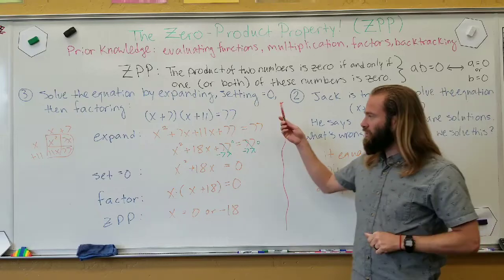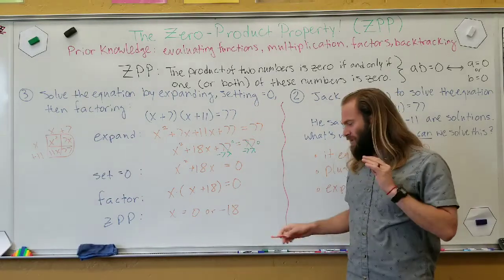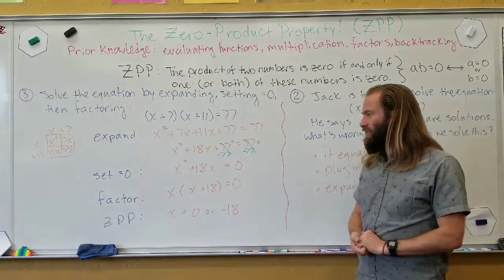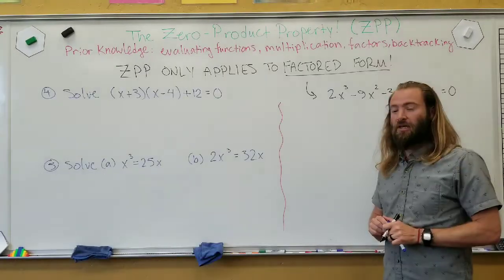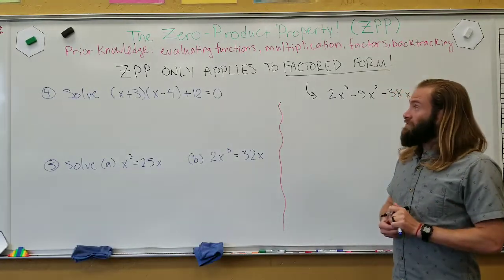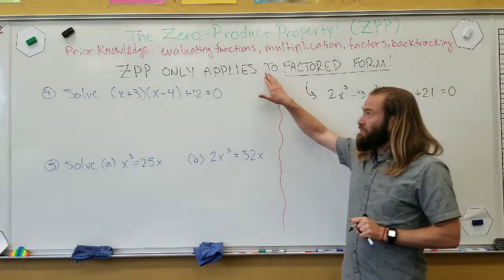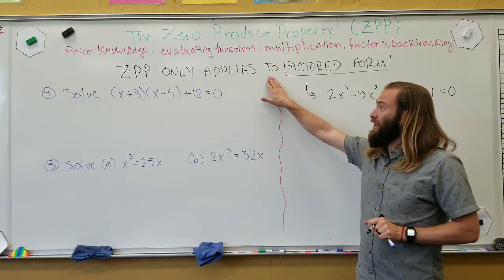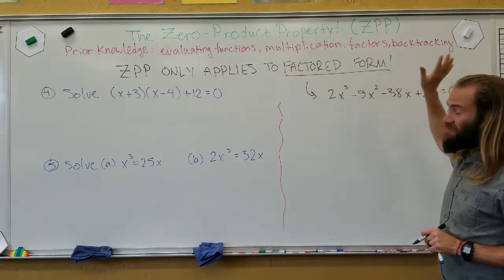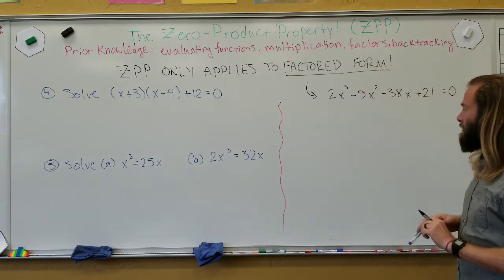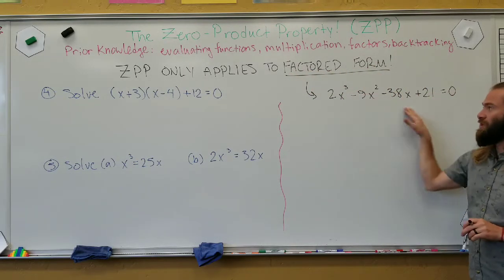We're going to look into an equation that's kind of similar to this, but talk about it a little bit more deeply in our next example, and then we'll wrap up with just a couple more. So before we jump into a few more examples, one thing to make note of that is really important that you have written down is that the ZPP only applies to factored form, which I mentioned a moment ago. Let's just look really quickly at something here.